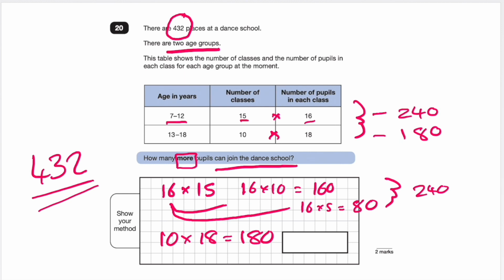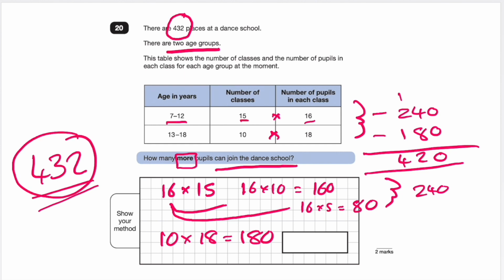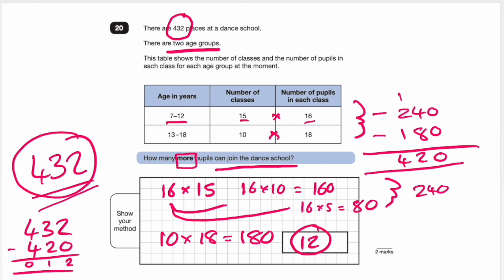But I'm not done yet. I'm going to find the total amount of people going. Let's add these two numbers together. 0 and 0 is 0. 4 and 8 is 12. 2 and 1 is 3, plus the 1 is 4. So we have a total amount of 420 going and 432 spaces. If we can't see this in our head, we could do 432 subtract 420, and that leaves me with 12. So I have 12 spaces available.